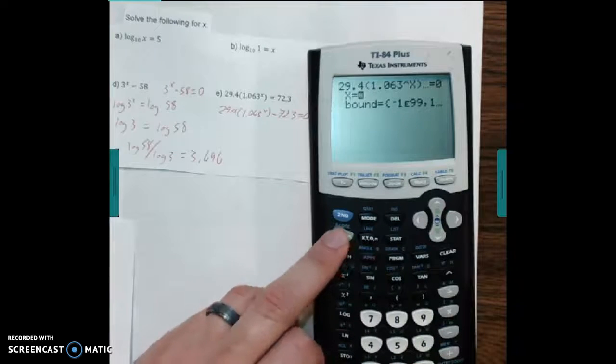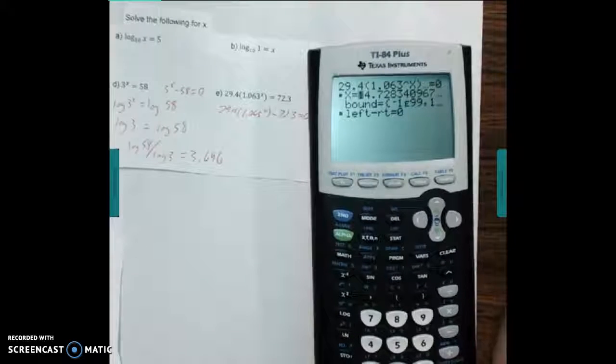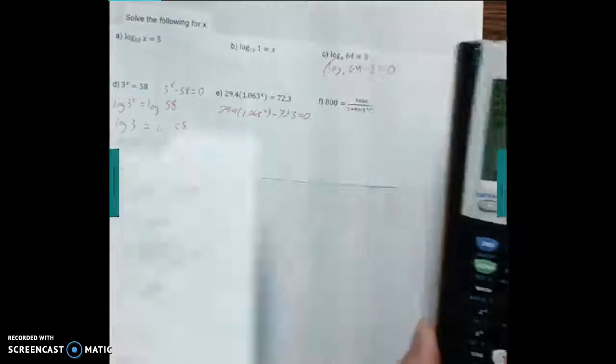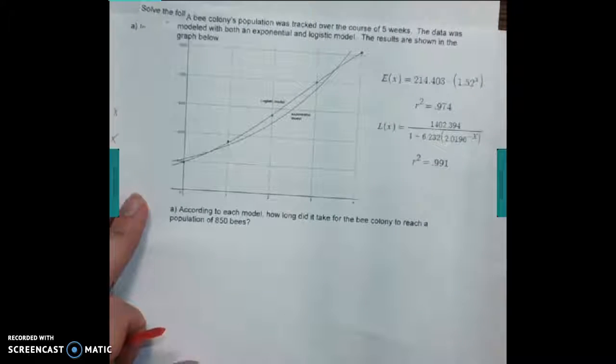And when I solve that, alpha enter, it looks like that value of x is 14.723. Let's do a couple more. We got time here. Let me just show you one with some graphs already on here. So it's kind of like a word problem, but it's the same idea.